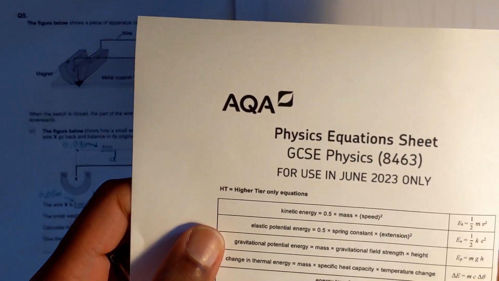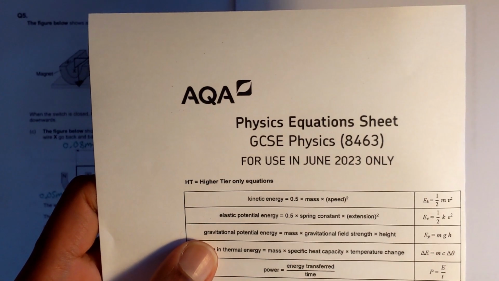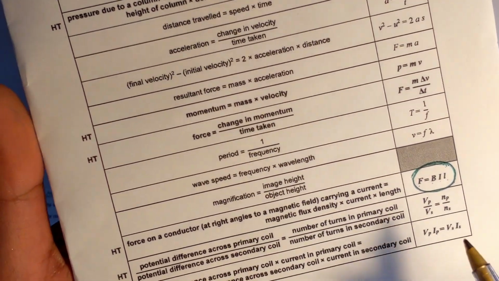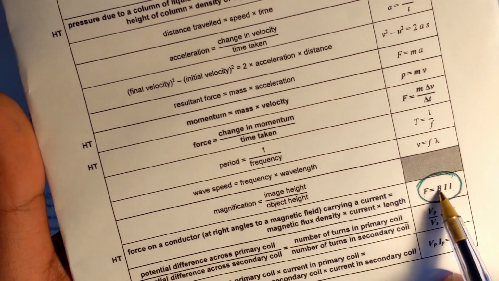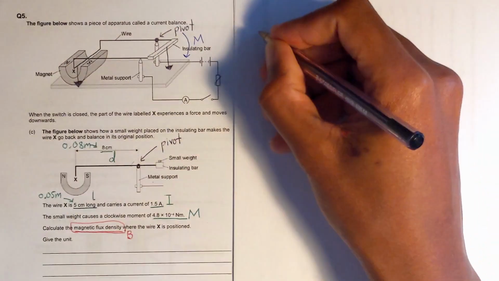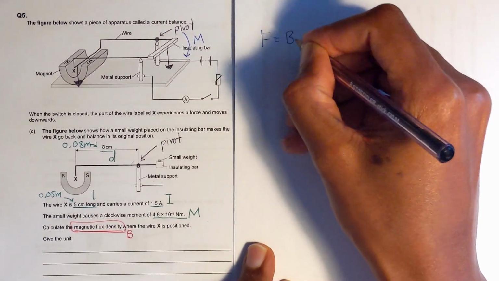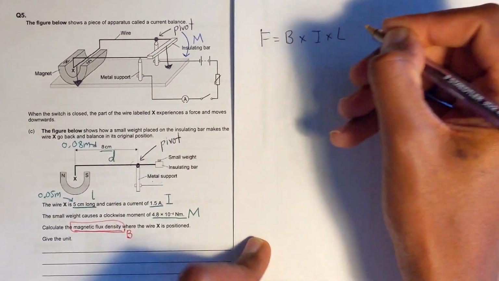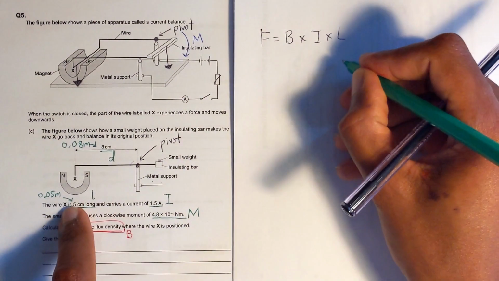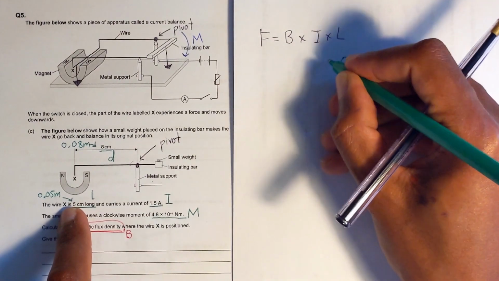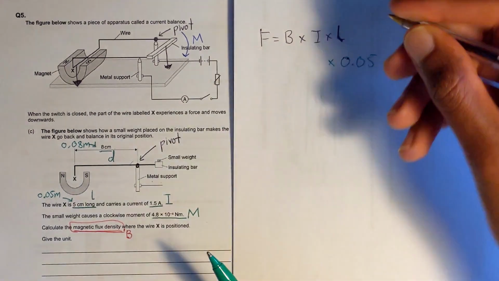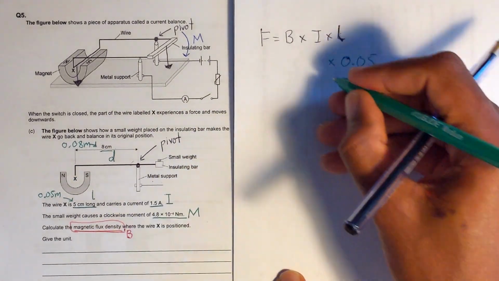Moving on, let's take a look at the physics equation sheet to try and find something relevant. At GCSE, there's really only one equation that has magnetic flux density, and that's force equals magnetic flux density times current times length. Writing that out, we've got F equals B times I times L, and we are now going to substitute numbers that have been given. We've got a length of 0.05 meters after conversion. That's a small letter L, by the way, sorry for the handwriting. And we've got a current of 1.5 amps.